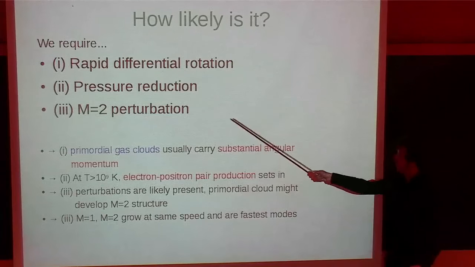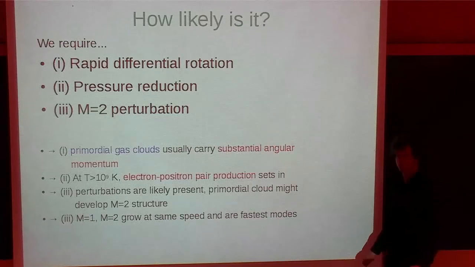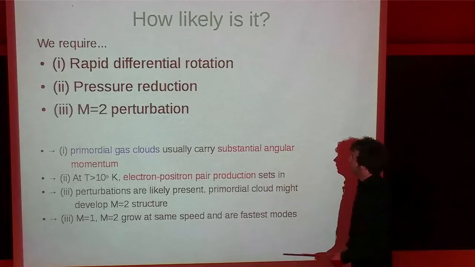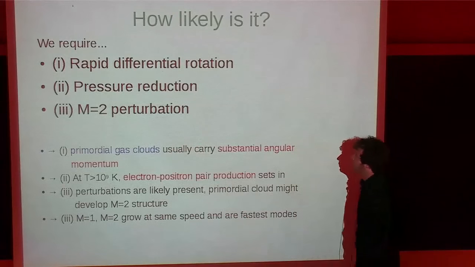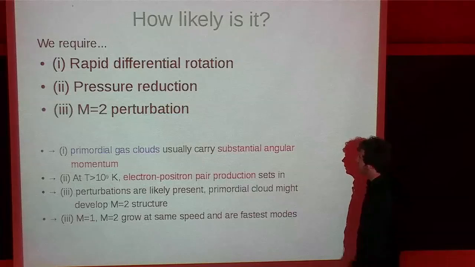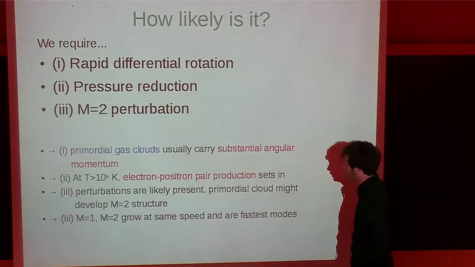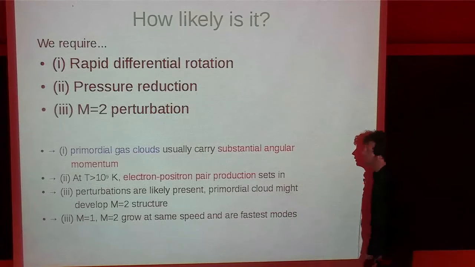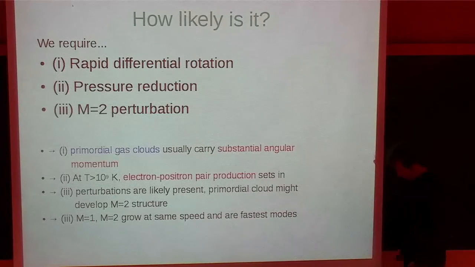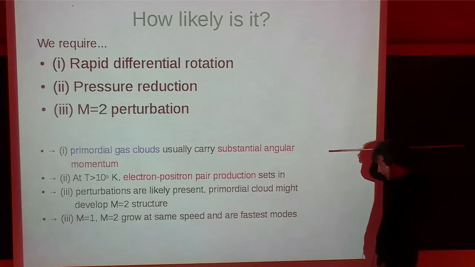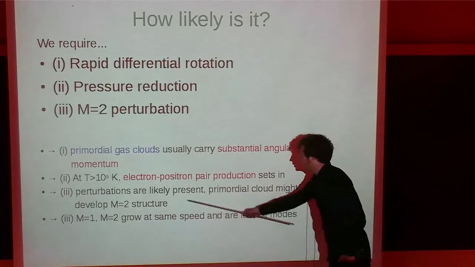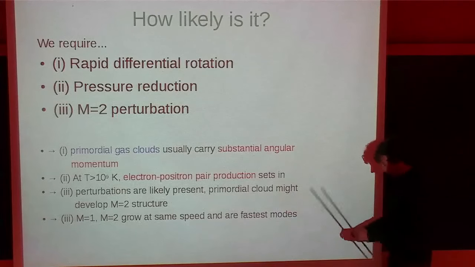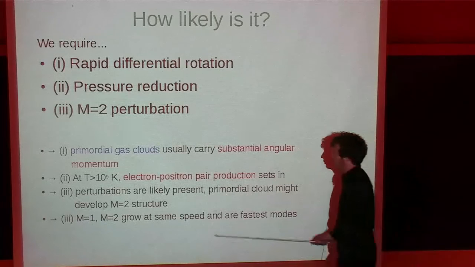Well, I mean, it must be unstable to the m equals two mode, right? I mean, to form two frames. No, so the point is that you may develop an m equals two density perturbation, which could be likely because you have your primordial gas cloud. I think Choi et al. in 2013 found that the central object that forms has developed some sort of m equals two structure.